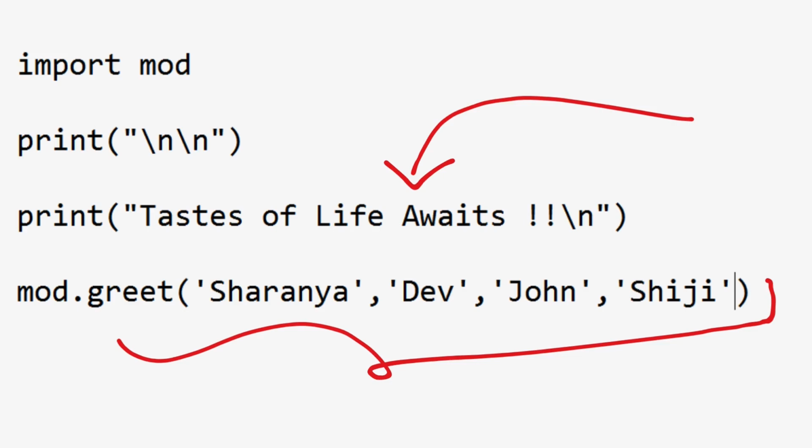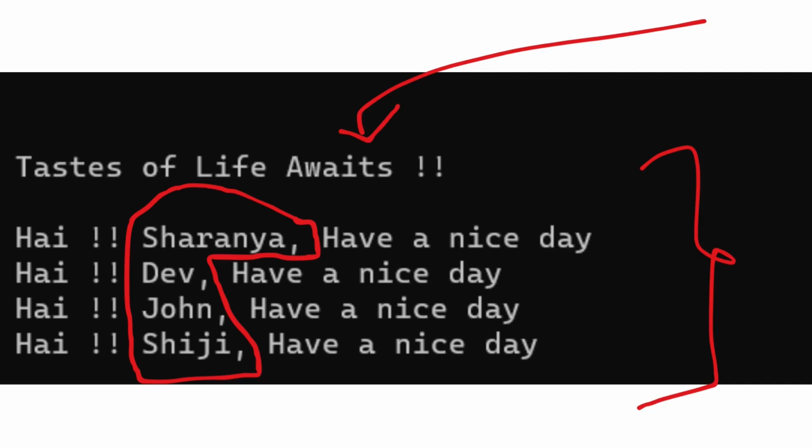Now see the output? We get taste of life awaits as well as hi Sharanya, have a nice day. Hi Dave, have a nice day. John, Shiji, yes. Now can you see the usefulness of a module? Your friend added her touch in the main program and then used your module to get her results. So when you store your functions in a separate file like a module, you can share them with other programmers without letting them know your main program. As well, knowing how to import functions like this can make it easy for you to use libraries of functions that other programmers have written. So now let's see some different approaches to import functions.